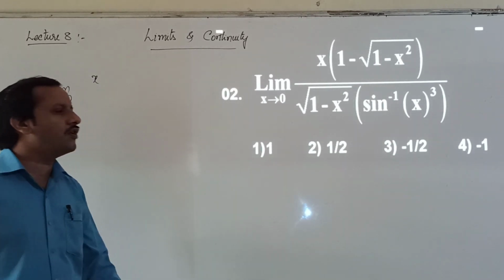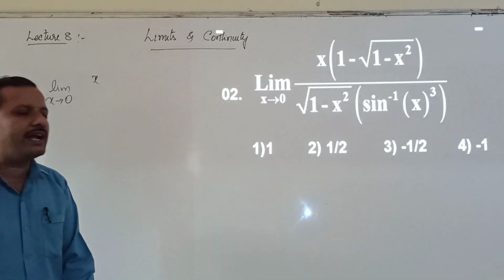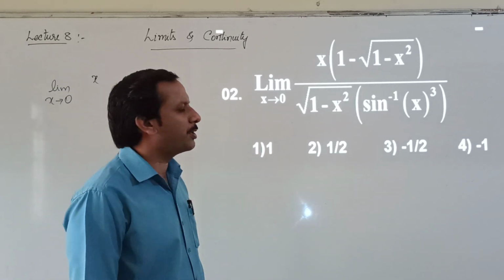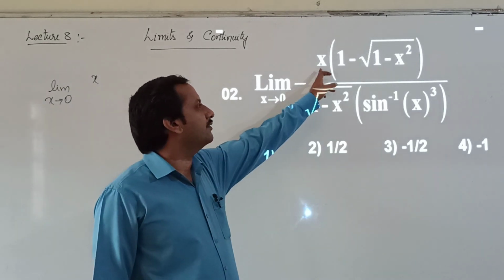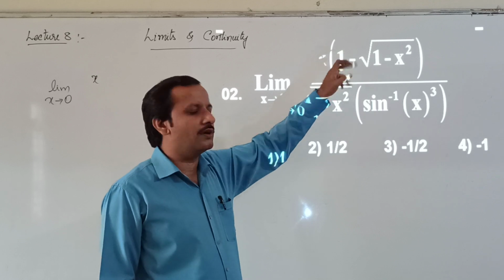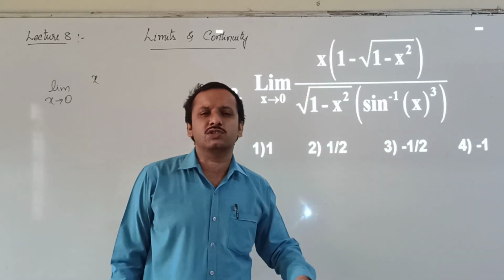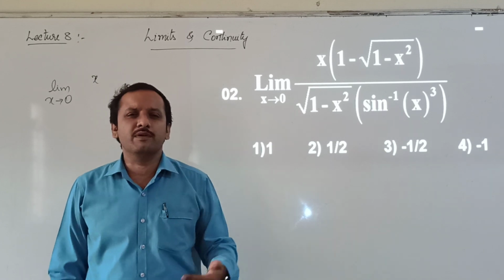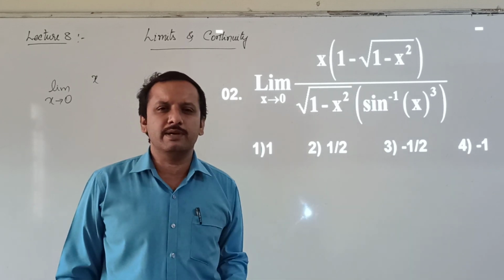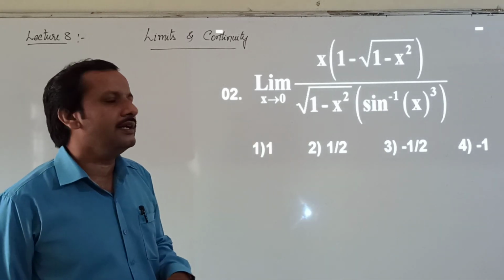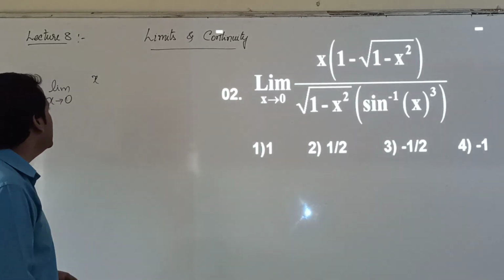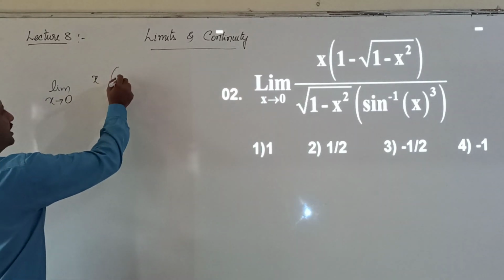But now don't go for L'Hospital's rule. Why I don't advise L'Hospital's rule for this problem is because I have to use the product rule of differentiation here, and here also use the product rule. Then the derivative of sin inverse x cube will be 1 by root of 1 minus x power 6 into 3x square, etc. It is very complicated. So don't go for L'Hospital's rule. Instead, let us see what else we can do.